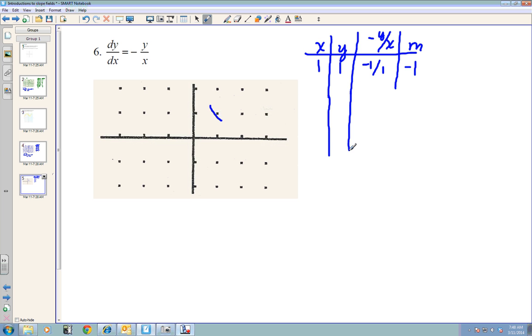Okay, let's do the point 1, 0. So I have 0 over 1, negative 0 over 1. So that's 0. So at the point 1, 0, I have a slope of 0. Okay. What about the point 0, 1? So I have negative 1 over 0. That's undefined. Okay. So what kind of line has an undefined slope? Well, wouldn't that be a vertical line?